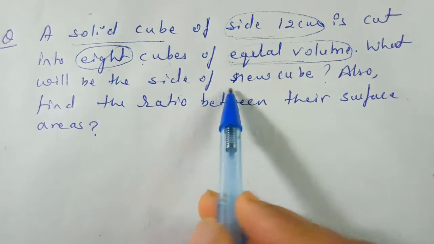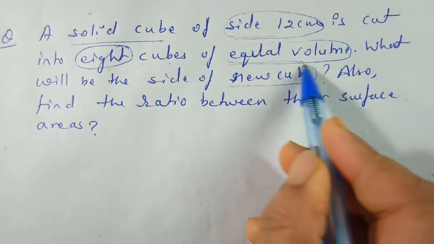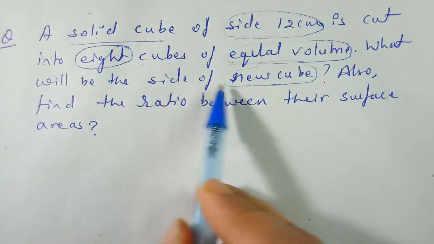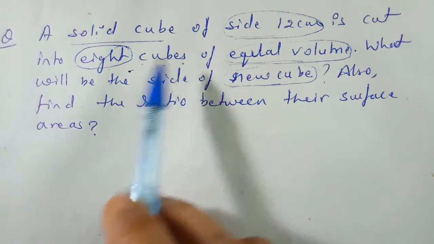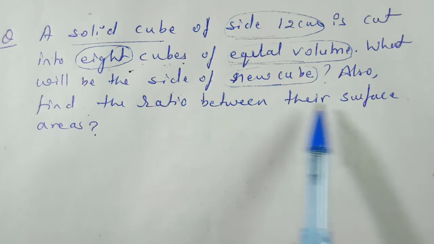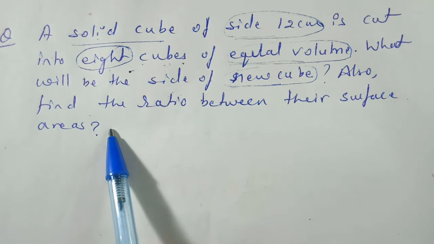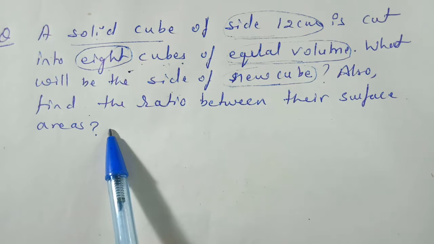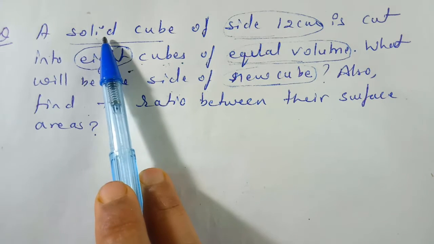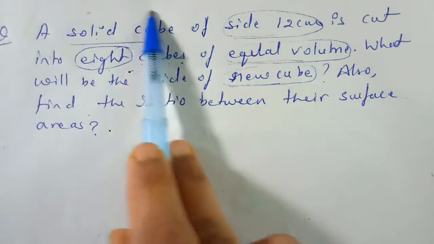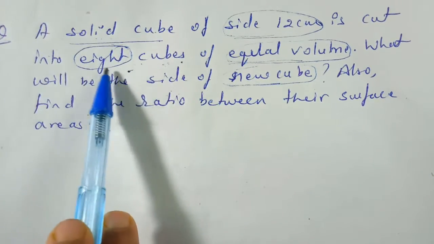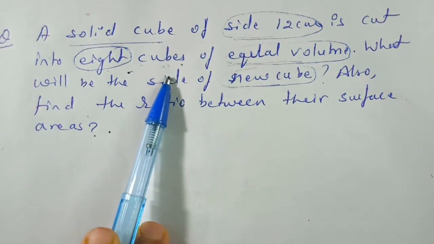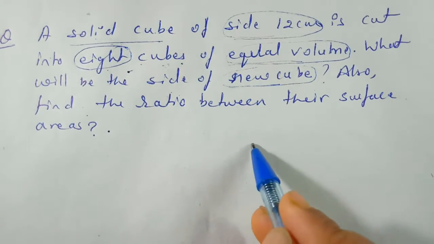What will be the side of the new cube? We have to find the side of these 8 cubes. Also find the ratio between their surface areas. We have to find the ratio between their surface area, means the ratio of surface area between the original cube and the 8 new cubes. So let us start.